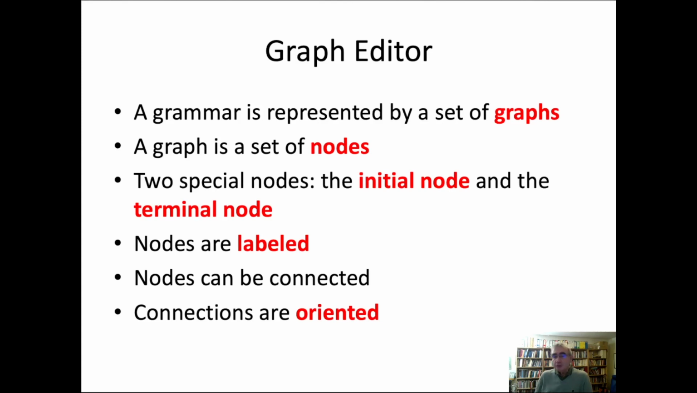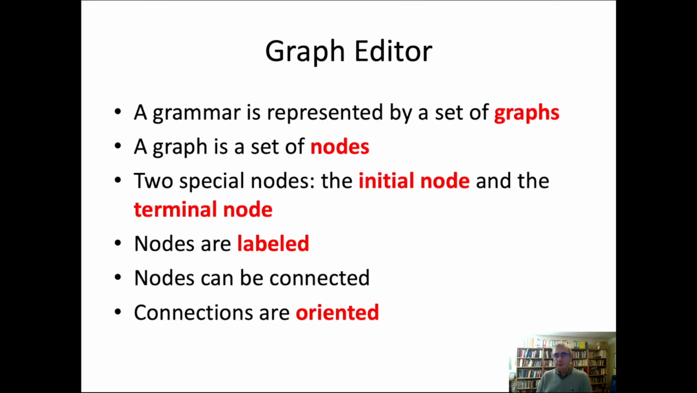A graph is a set of nodes. We're going to have some special nodes, two special nodes, the initial node and the terminal node. Inside each node we will be able to enter a label, a text, a regular expression. Nodes can be connected or not, and connections are oriented.